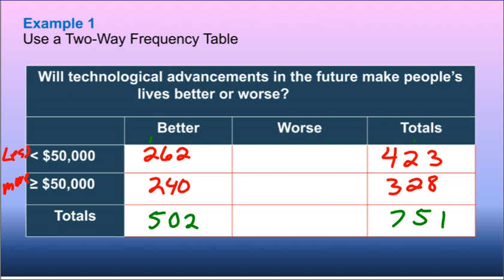Now to find the worse, I just take the total and subtract the better from the total. So 423 minus 262 gives us 161. And then I can take 328 minus 240 and I get 88. So 88 people who earn more than $50,000 thought that their life would not get better with the technological advancements. Now if I just add straight down, I get 249. 249 plus the 502 should give us 751.